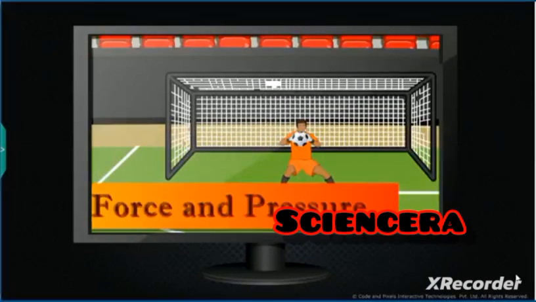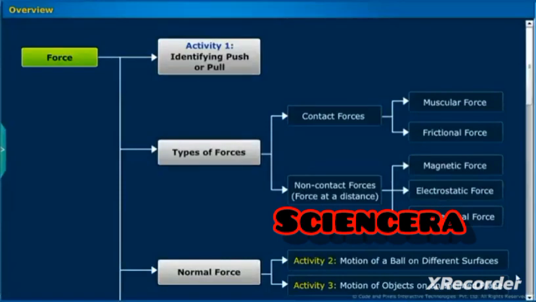Welcome to the chapter Force and Pressure. This slide presents the overview of the chapter.